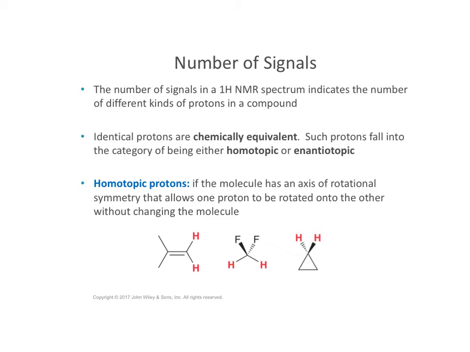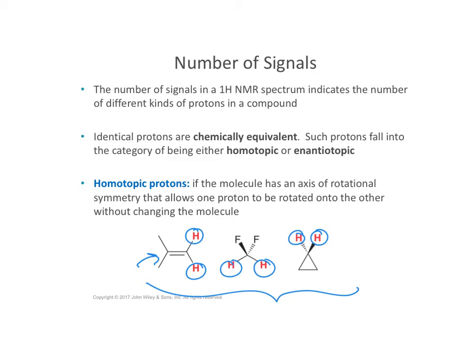So let me start with defining some terms: homotopic and enantiotopic. So identical protons are chemically equivalent, and they can either be homotopic or enantiotopic. Homotopic protons exist if the molecule has an axis of rotational symmetry that allows one proton to be rotated onto the other without changing the molecule. So these protons in red are an example of homotopic protons.